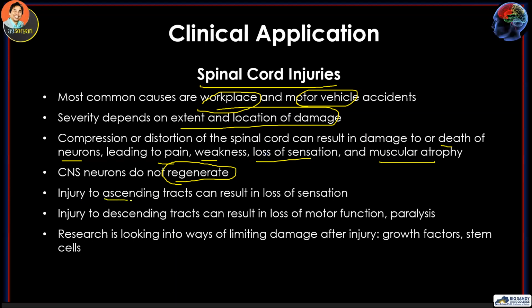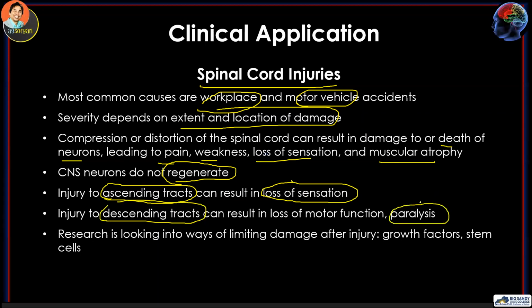If the injury happens in the ascending tract, remember this is the one that carries sensation, then the sensation will be lost. So there is loss of sensation due to an injury on the ascending tract. If the injury is on the descending tract, then what is the result? Paralysis, because the descending tract carries the order. So there will be no action, especially muscle action. So it's going to be paralysis.